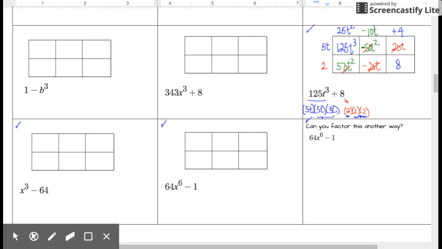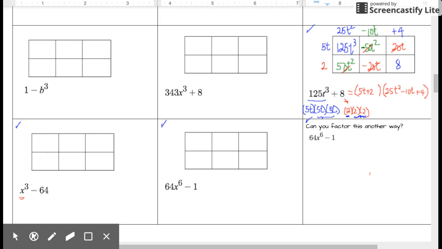The sum of the terms in the regions is 125t cubed plus 8, which is the area of the box. Therefore, we found the factors of this sum of two cubes. And we noticed that one of the factors is a binomial, which is 5t plus 2, and a trinomial, which is 25t squared minus 10t plus 4. Okay, now let's go to the next one.